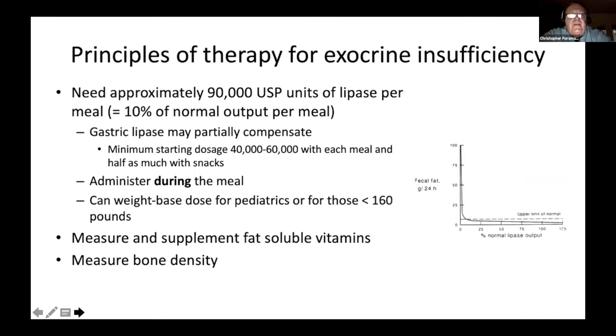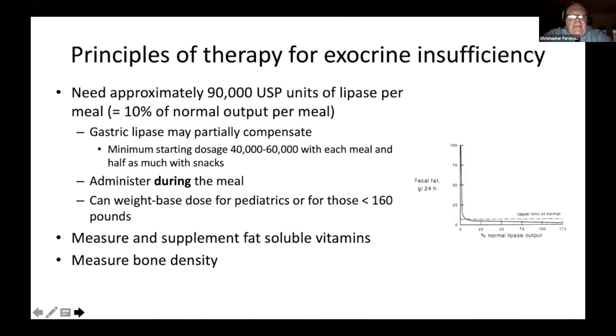How do you treat it? Well, the estimates are that you need about 10% of normal pancreas output per meal to achieve normal digestion and absorption. So normal is about 900,000 USP units. 10% of that is 90,000. You may still have some pancreas which is making enzymes, and there is a gastric lipase that can partially compensate, but nonetheless, the minimal starting dose should be in the 40 to 50 to 60,000 with each meal, and half that with snacks. Make sure they take it during the meal, that is while they're eating the meal.